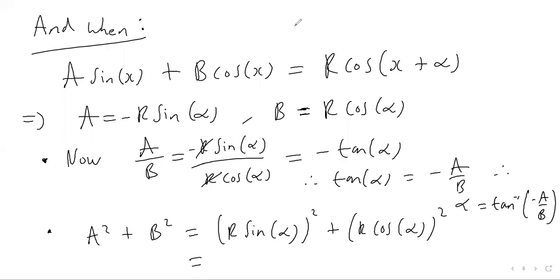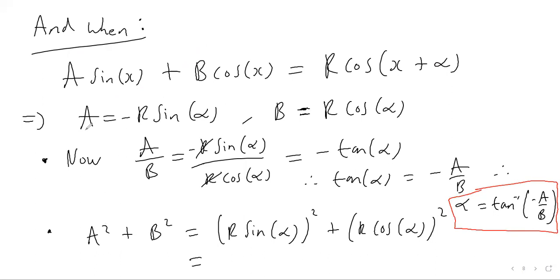B. So when the question specifically asks us to write the sum of a sine function plus a cos function in terms of cos only, then it means that this alpha has to be equal to tan inverse of negative A divided by B. So we got that result.